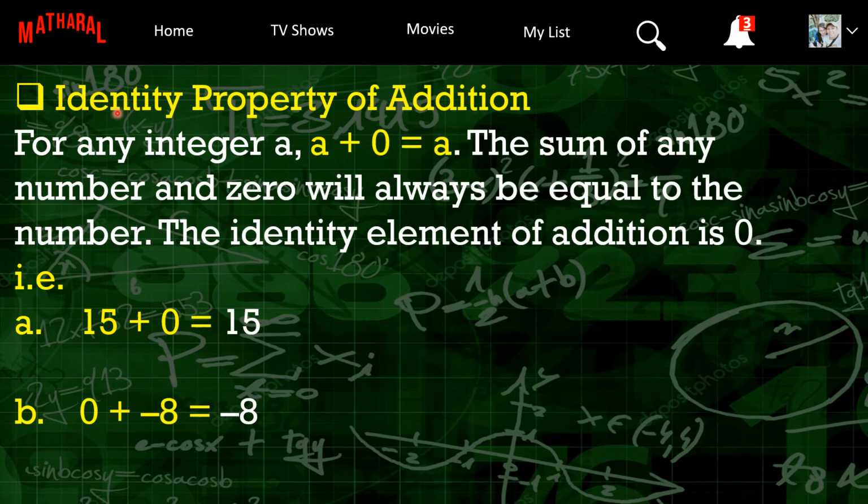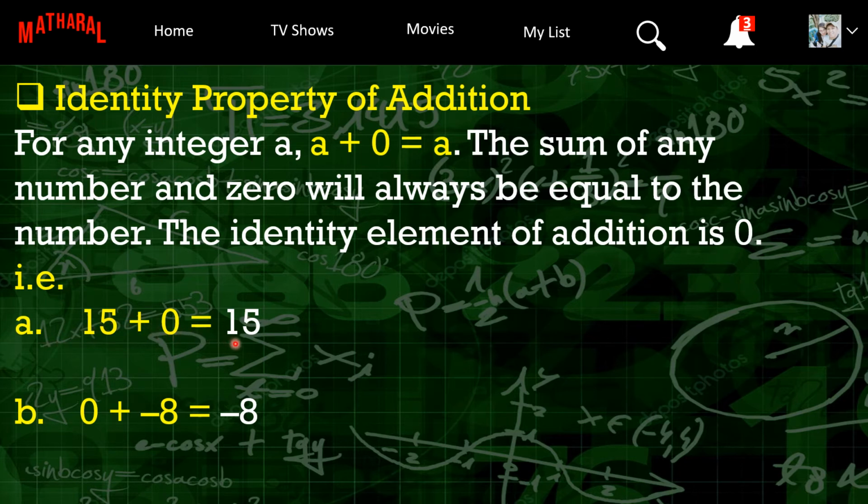So next is the identity property of addition. It says here that for any integer a, a plus 0 is equal to a. The sum of any number and 0 will always be equal to the number. The identity element of addition is 0. So please bear in mind that the identity element of addition is 0. Pakitandaan po.